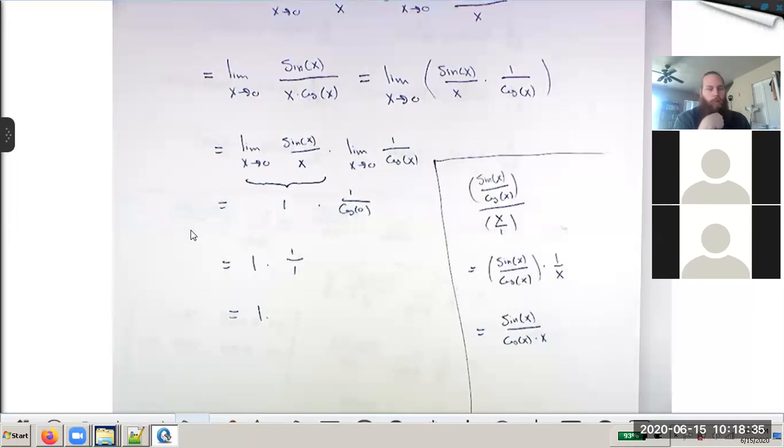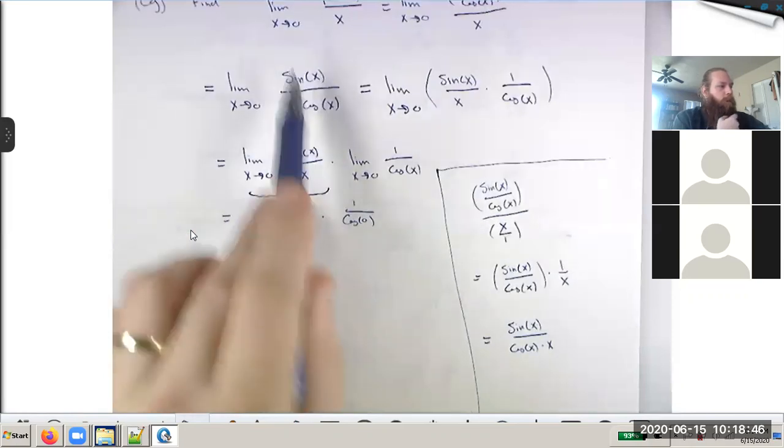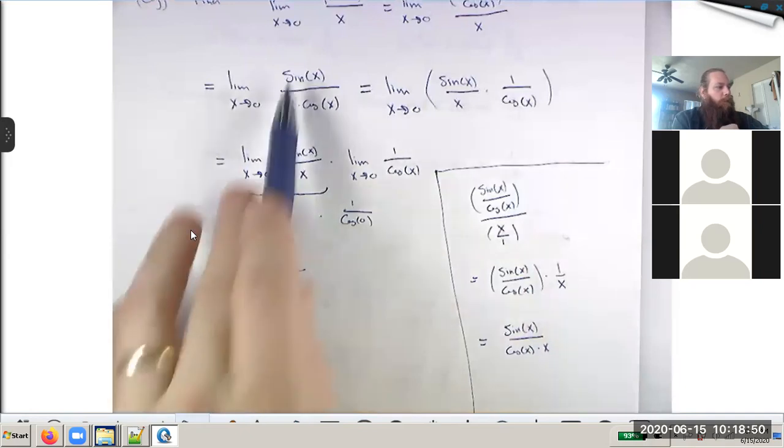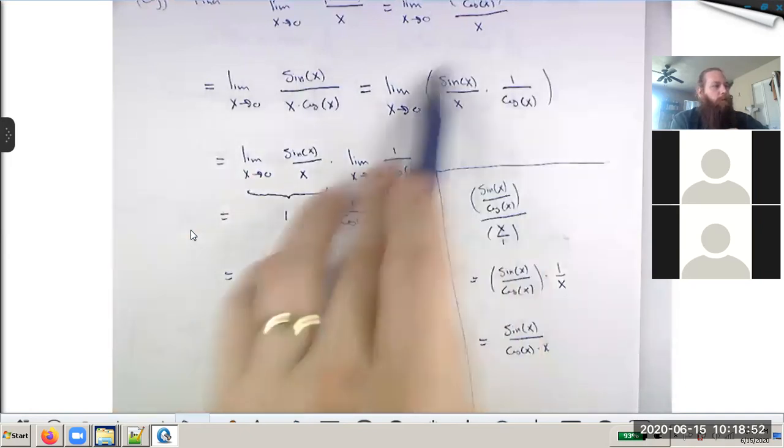Thank you. Yeah, no problem. And then you just separated them? Yep. You put sine with x and then 1 over cosine? Yes, sir. In the same way that 2 over 3 times 5 is the same as 2 over 3 times 1 over 5, I can split this fraction up into the product of these two fractions.